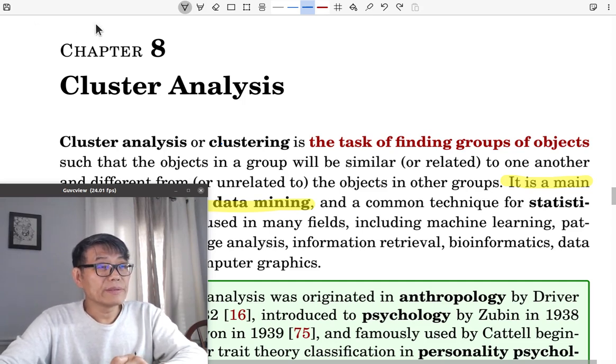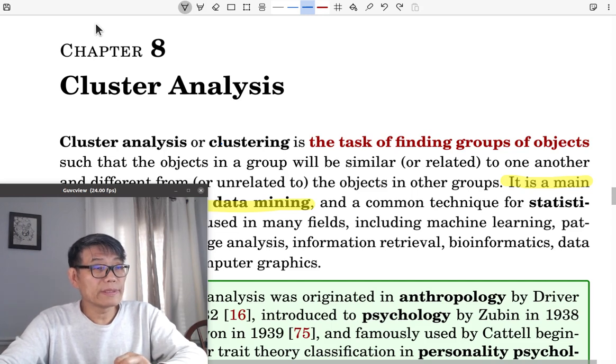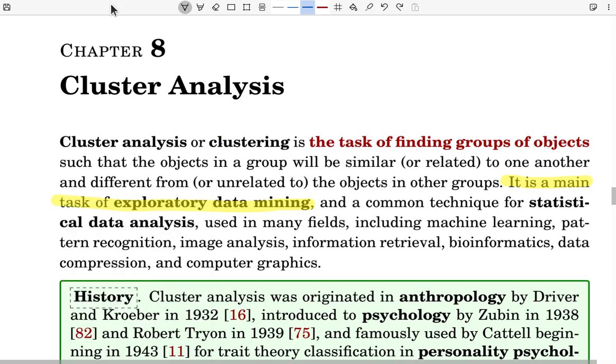Chapter 8, Cluster Analysis or Clustering. It is for finding groups of objects in the data set. It is a main task of exploratory data mining and a common technique for statistical data analysis, and used for many applications, including machine learning, pattern recognition, information retrieval, data compression, and computer graphics.